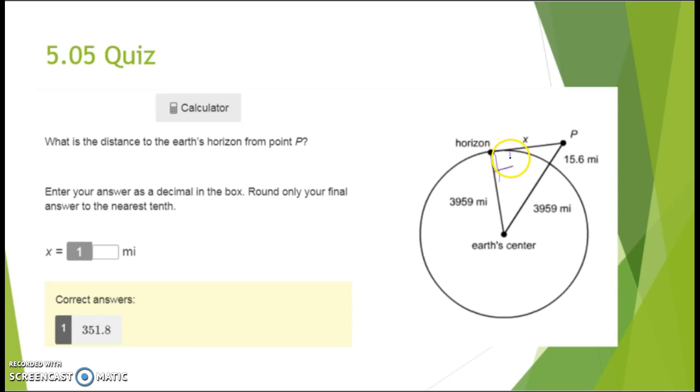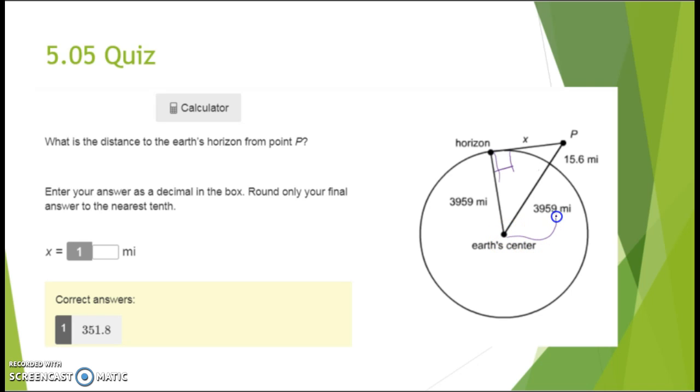And you can tell that's a radius because notice it's the same distance from the center to the edge here, 3959, and from here. So those are both radii of the Earth. And it says, what is the distance here, x, from the horizon to point P? And so now we're dealing with the right triangle, which means that we can actually use the Pythagorean theorem. A squared plus b squared equals c squared. Leg squared plus leg squared equals hypotenuse squared.